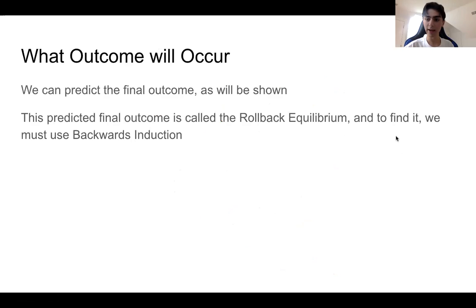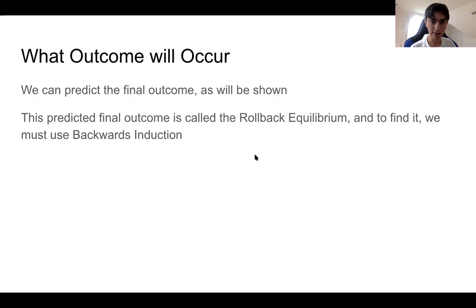So how do we detect what outcome will occur? We can discover what the final outcome will be using something called rollback equilibrium. That is what the final outcome is called, the optimal outcome. And what we're going to use is a technique called backwards induction. One of the key principles of this is that we know that every player is rational. So each player is going to necessarily choose the outcome which grants them the highest payoff.